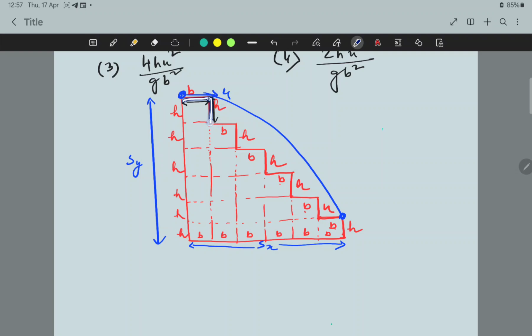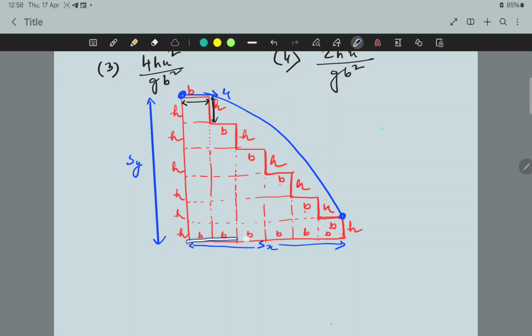Now the height h corresponds to the vertical distance. So if there are 6 steps in this staircase, then we can see that there will be 6 heights, which will comprise the height of the stairway. So if we add the 6 heights, h plus h plus h plus h plus h plus h, that is 6h, we will get over here the same height, that is the sy.